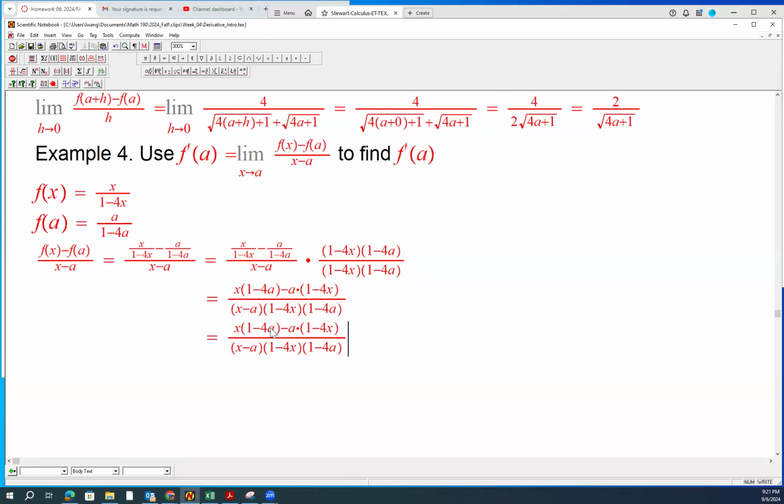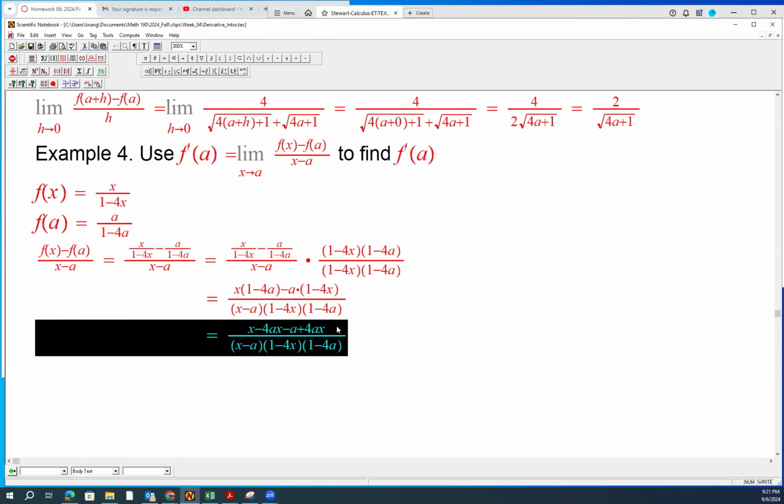So next, on the numerator, we're going to multiply out. So x times 1, that's going to be x, and x times 4a, so 4ax. And a times 1, so that's negative a times 1, that's minus a, negative a times negative 4x, that's a plus 4ax. It's a plus. Boom. Okay.